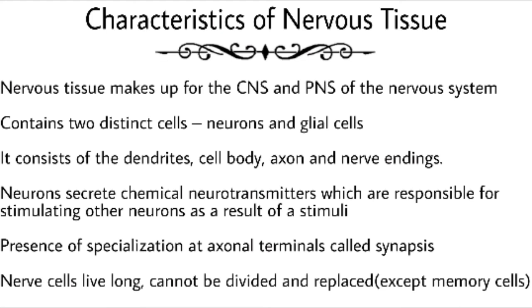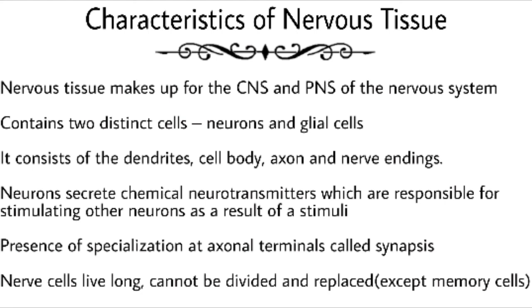Now, the characteristics of nervous tissue. You have to remember that nervous tissue makes up the CNS and PNS of the nervous system. They contain two distinct cells, neuroglia and neurons. It consists of dendrites, cell body, axons and nerve endings, which are also called axon terminals. Neurons secrete chemical neurotransmitters which are responsible for stimulating other neurons as a result of stimuli. We can also say that stimulus is any external change.